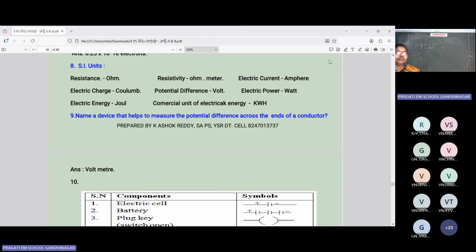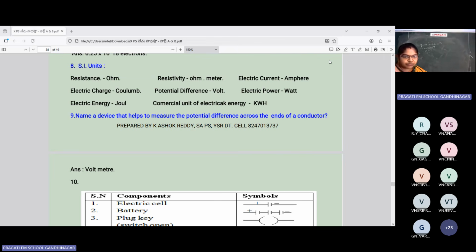What is the SI unit of resistance? Resistance, ohms. Resistivity is nothing but specific resistance. Don't get confused, specific resistance and resistivity both are same. The SI unit is ohm meter. Electric current, ampere. Electric charge, coulomb. Potential difference, volt. Electric power, watt. Electric energy, joule. And commercial unit of electrical energy is kilowatt hour. Kilowatt hour is a commercial unit.